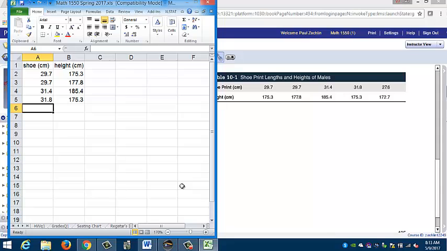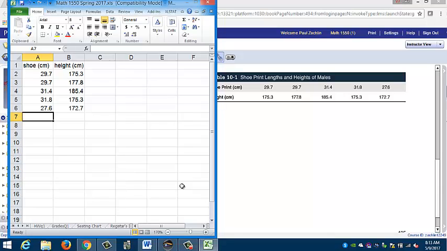And then we have 27.6 centimeters, and the height is 172.7. Okay. So there we go. Right. So I have some data.